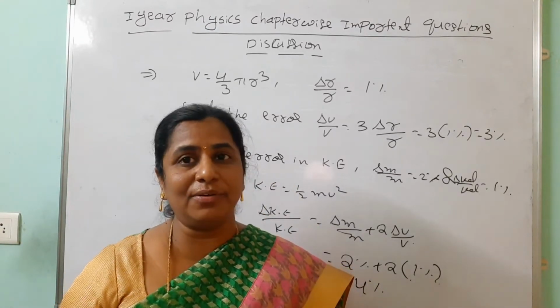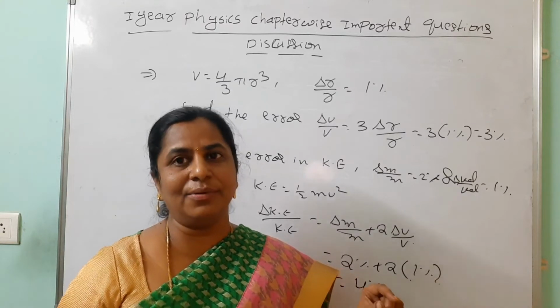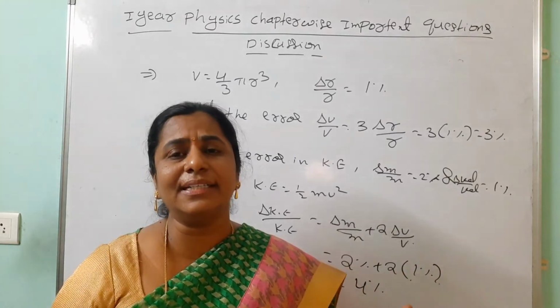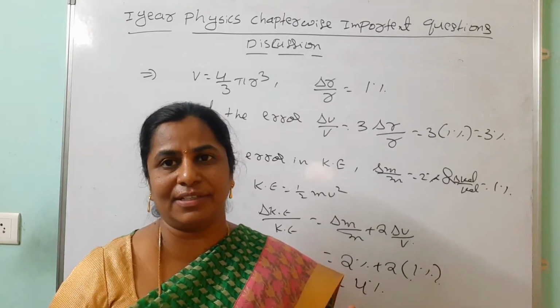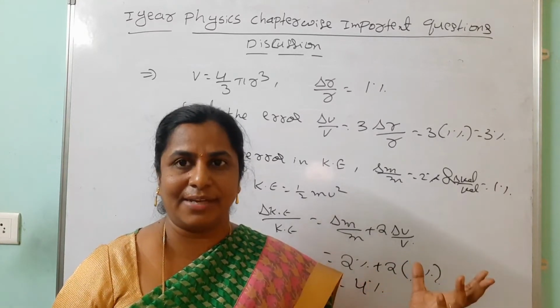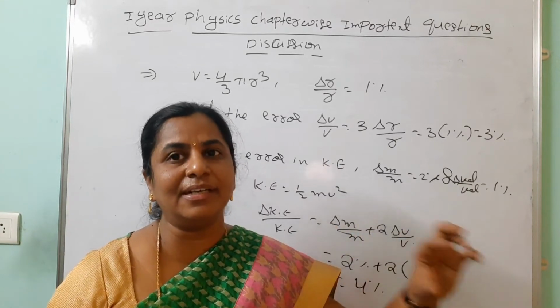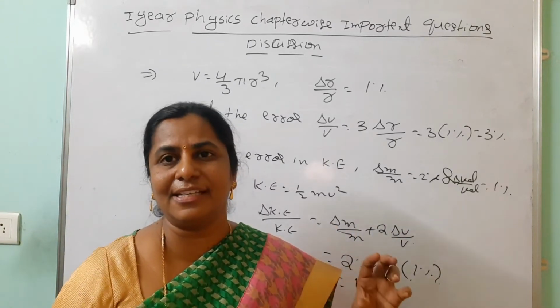And in the model paper, they have given one more SAQ. What are the types of friction? See, limiting friction, dynamic friction and rolling friction. The types also you should read to be on the safe side, because they have clearly mentioned it in the 2021-22 TS model paper.